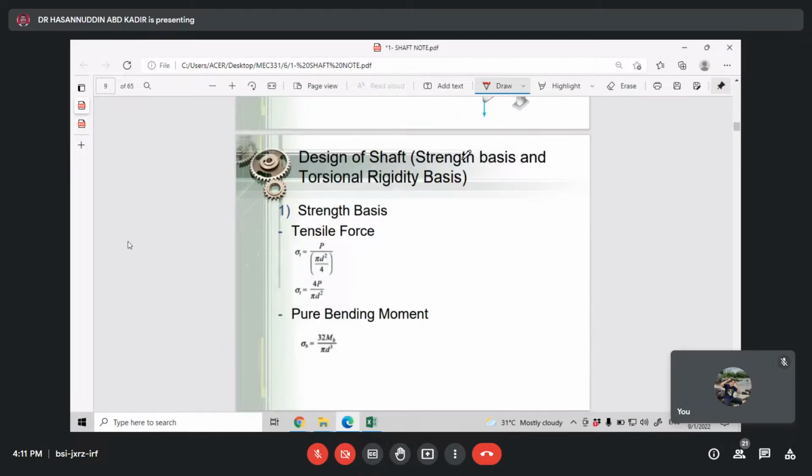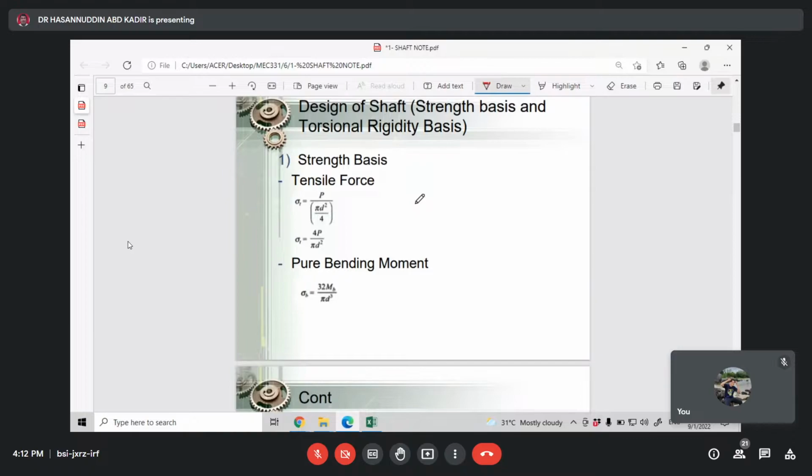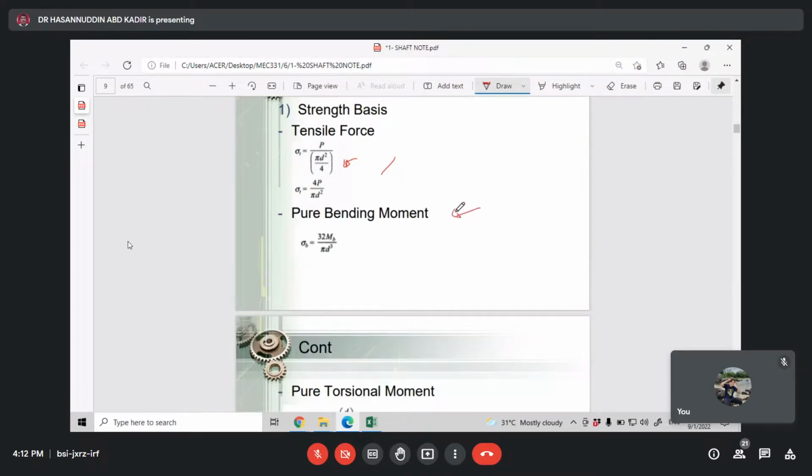Okay, so this is just to revise what we have learned before. I already mentioned this before about the strength. So this tensile force, this is a force we divide by the area here. So please remember that in this chapter we just focus on the solid shaft, not the hollow shaft. Okay, we focus on the solid shaft. So this one is pure bending, so they have the maximum bending, then they have the diameter.